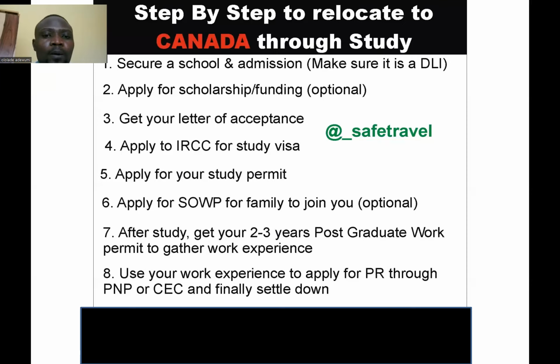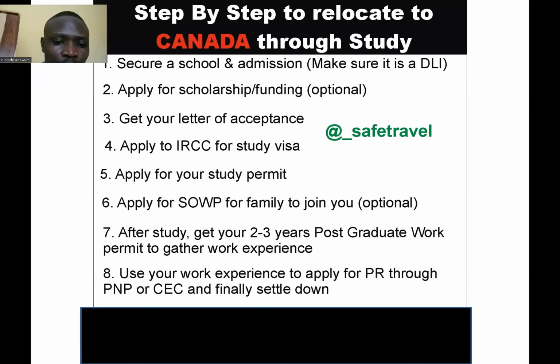So now, after you have secured your study permit, let's say you relocate all alone, you didn't relocate with your family. Once you land in Canada and you have secured your study permit, you can apply for what is called SOWP, Spousal Open Work Permit, for your family to come and join you in Canada. This is for people that want their family to come and join them. Maybe they didn't relocate with their family at once.